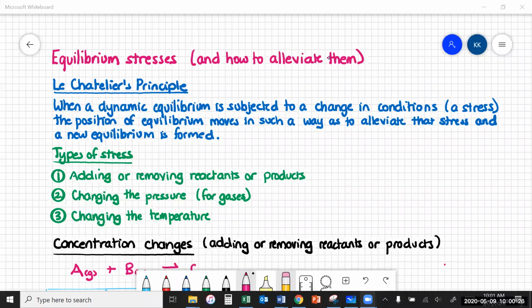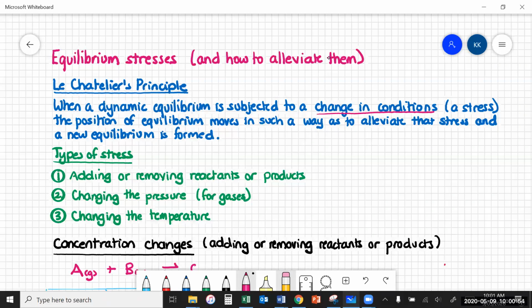All right, so equilibrium stresses and how to alleviate them. Le Chatelier, what does Le Chatelier have to say about that? Well, Le Chatelier says when you've got a dynamic equilibrium and you subject it to a stress, what we mean by a stress is a change in reaction conditions. And Le Chatelier says the position of equilibrium is going to move in such a way as to alleviate that stress and form a new equilibrium.